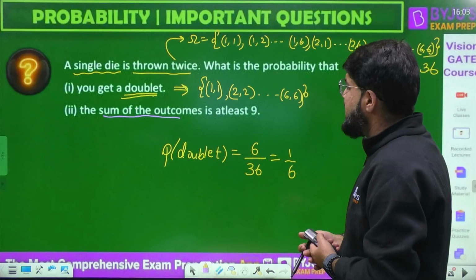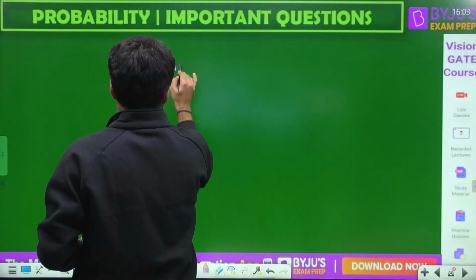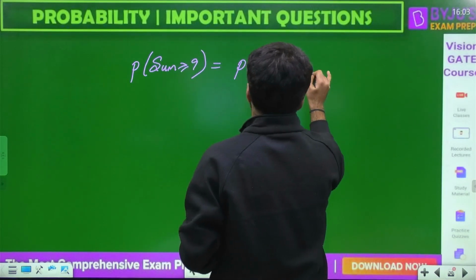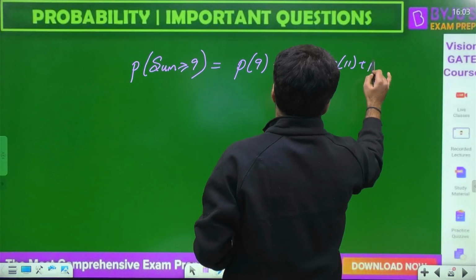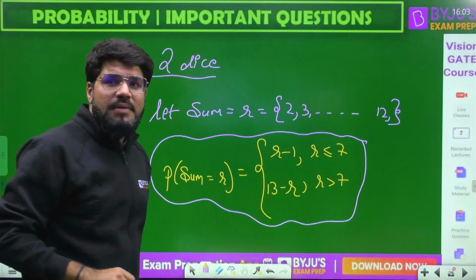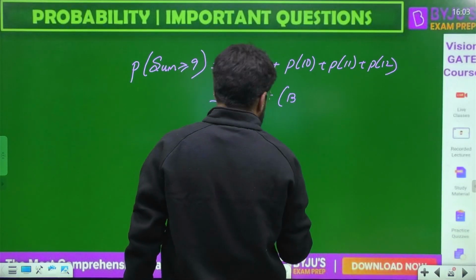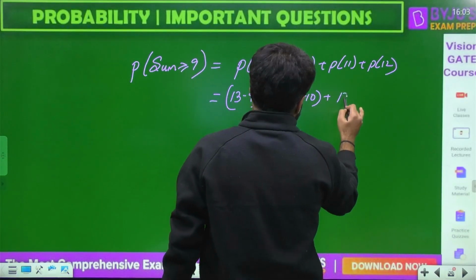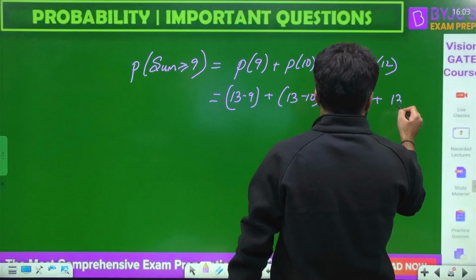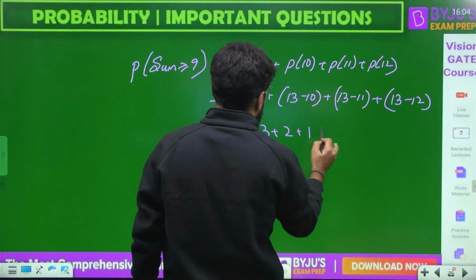The sum of the outcomes is at least 9. We want the probability that the sum is greater than or equal to 9. That means the sum is 9 or 10 or 11 or 12. The maximum value of the sum is 12. All of these values are greater than 7, so the count is 13 minus r for them. So 13 minus 9, 13 minus 10, 13 minus 11, 13 minus 12. So this is 4, 3, 2, 1, and the total is 10.